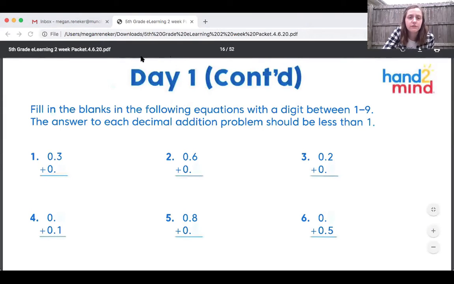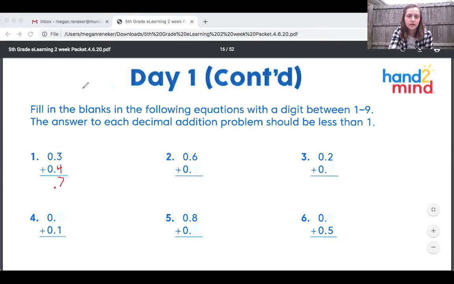So like I said, for that one, let's say that I want to put a 4 in there. Okay, I would put my 4. 3/10 plus 4/10 gives me 7/10, because 3 plus 4 is 7, right? It's not greater than 1, so it fits all the directions of this problem, right?